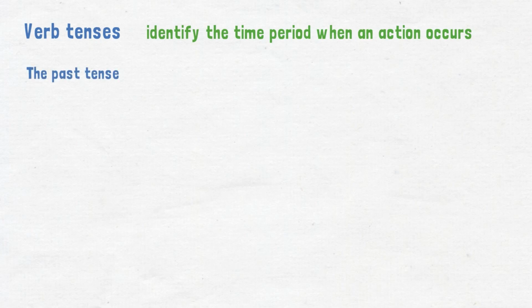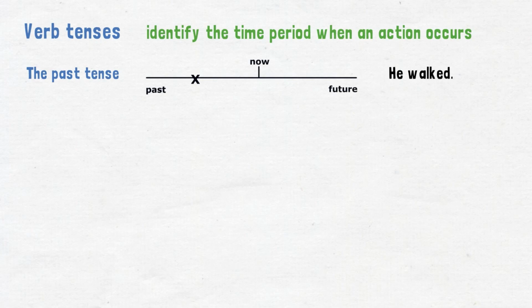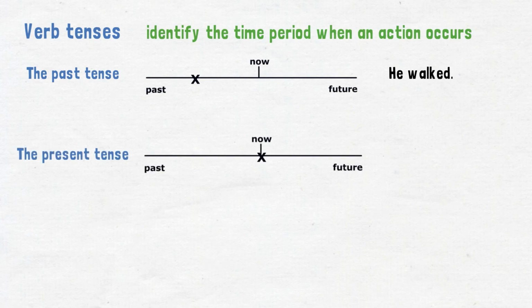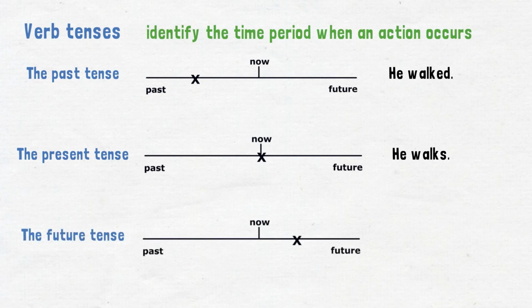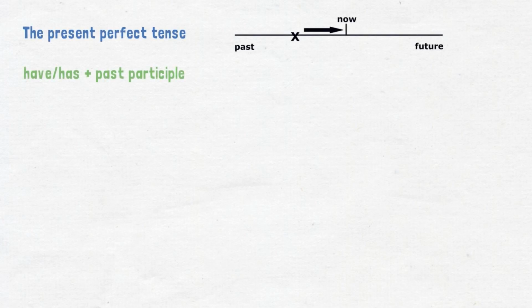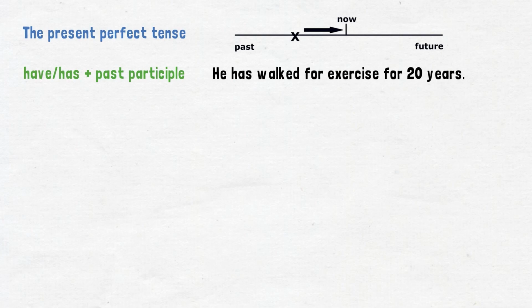The past tense indicates an action that has already taken place. For example, he walked. The present tense indicates an action that is currently occurring. For example, he walks. The future tense indicates an action that will take place. For example, he will walk. The present perfect uses the past participle and either have or has to indicate an action that began in the past and is still occurring. For example, he has walked for exercise for 20 years.